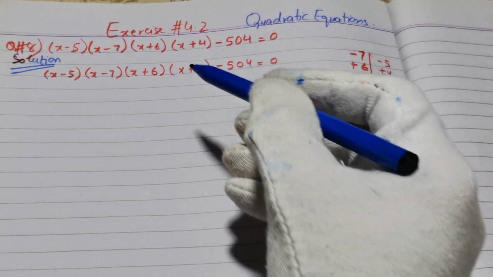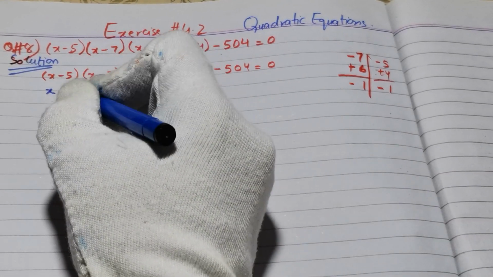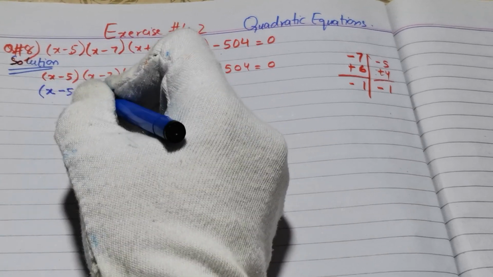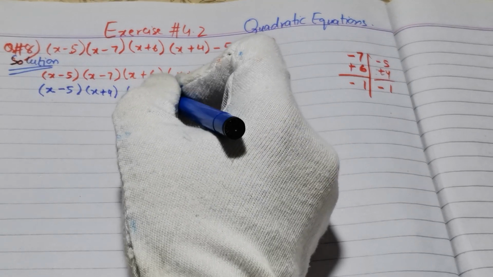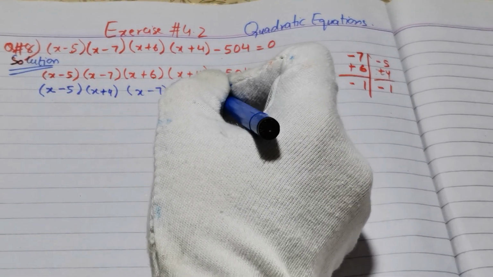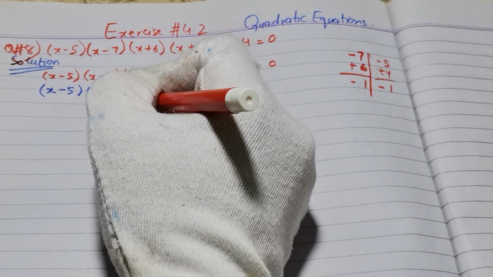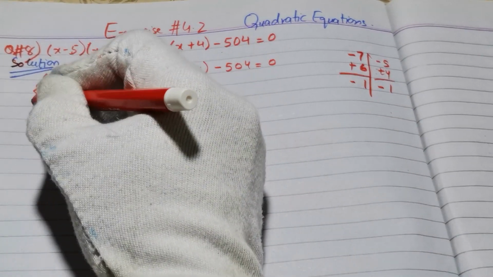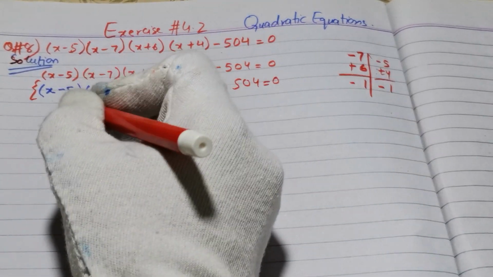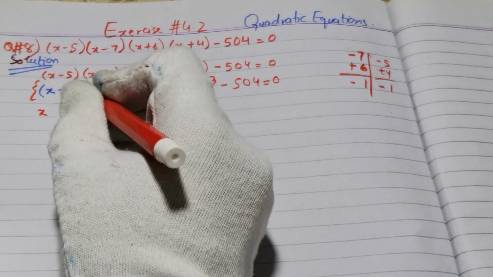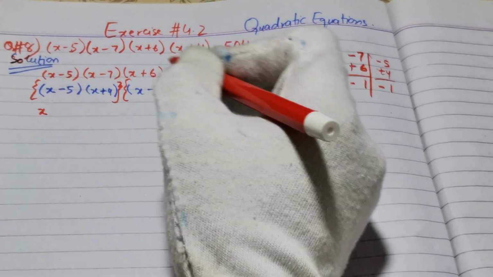It means our factors will become (x minus 5)(x plus 4) and (x minus 7)(x plus 6). These are our two pairs. (x minus 5)(x plus 4)(x minus 7)(x plus 6) minus 504 equal to 0. x square, -5 plus 4 is -1.